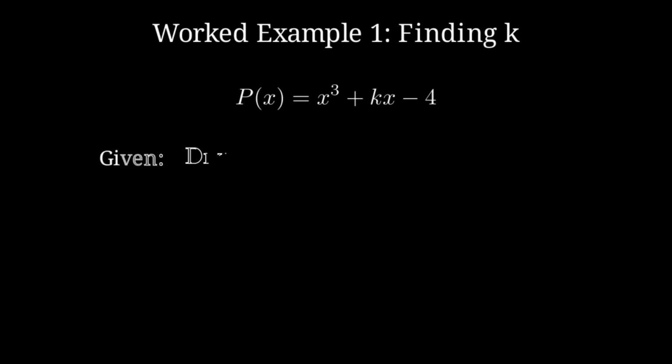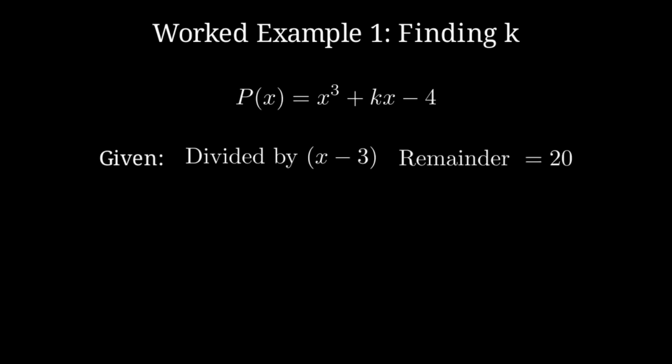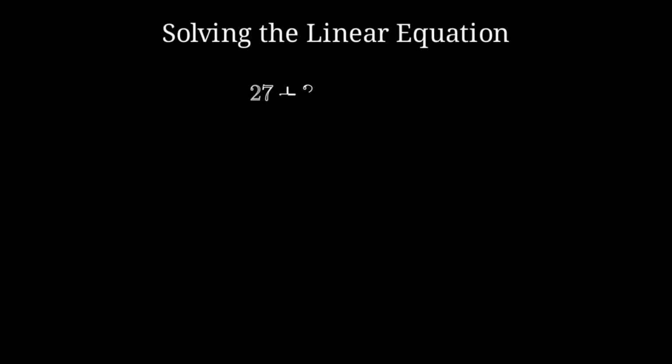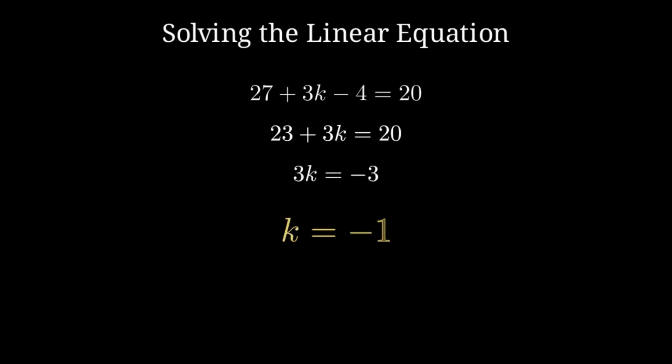Let's work through a full example. We have p(x) equals x cubed plus kx minus 4. We are told that dividing by x minus 3 results in a remainder of 20. We substitute 3 for x and set the sum to 20. Simplifying the equation, we get 23 plus 3k equals 20. Subtracting 23 from both sides gives us 3k equals negative 3. Dividing by 3, we find that k must be negative 1 for this condition to hold true.